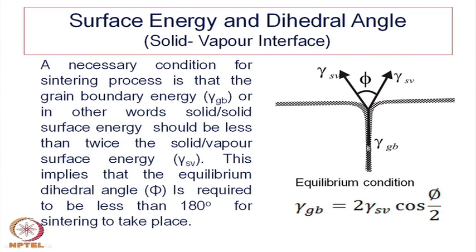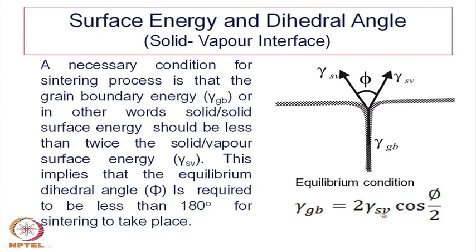This is downwards, whereas these two are upwards, and the gamma GB is equilibrated with the two tensile forces, and this is phi by 2. So, the component along the perpendicular direction is actually gamma SV cos phi by 2. So, twice, because there are two surfaces, twice of that must be equal to the gamma GB.